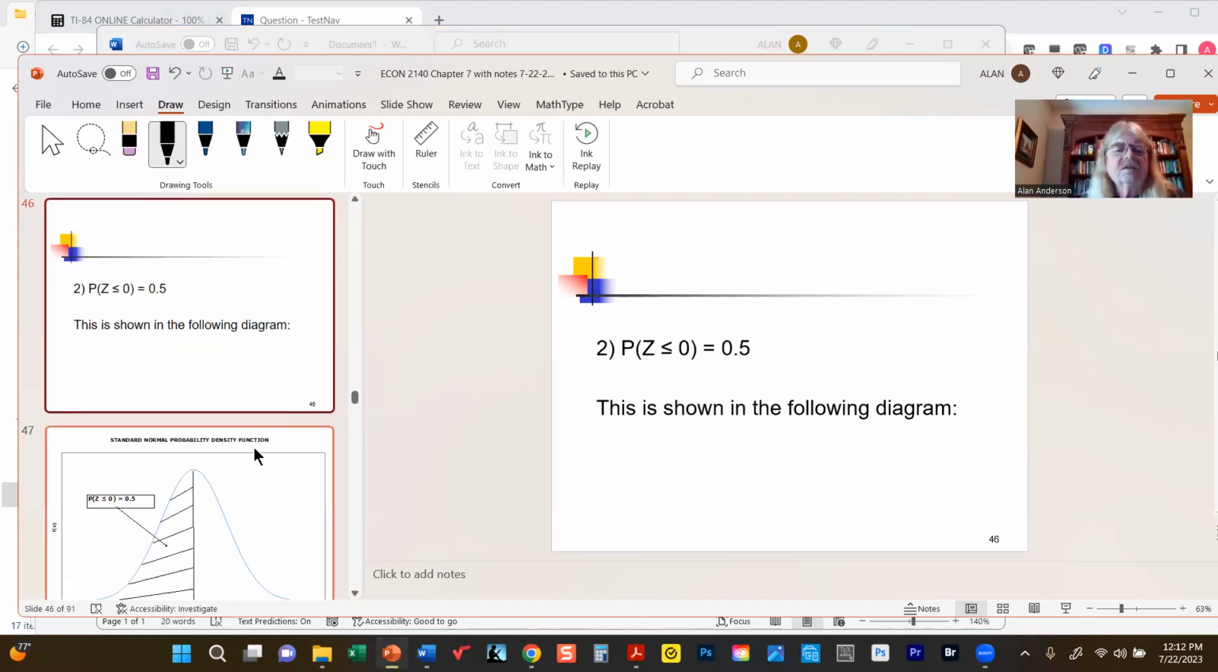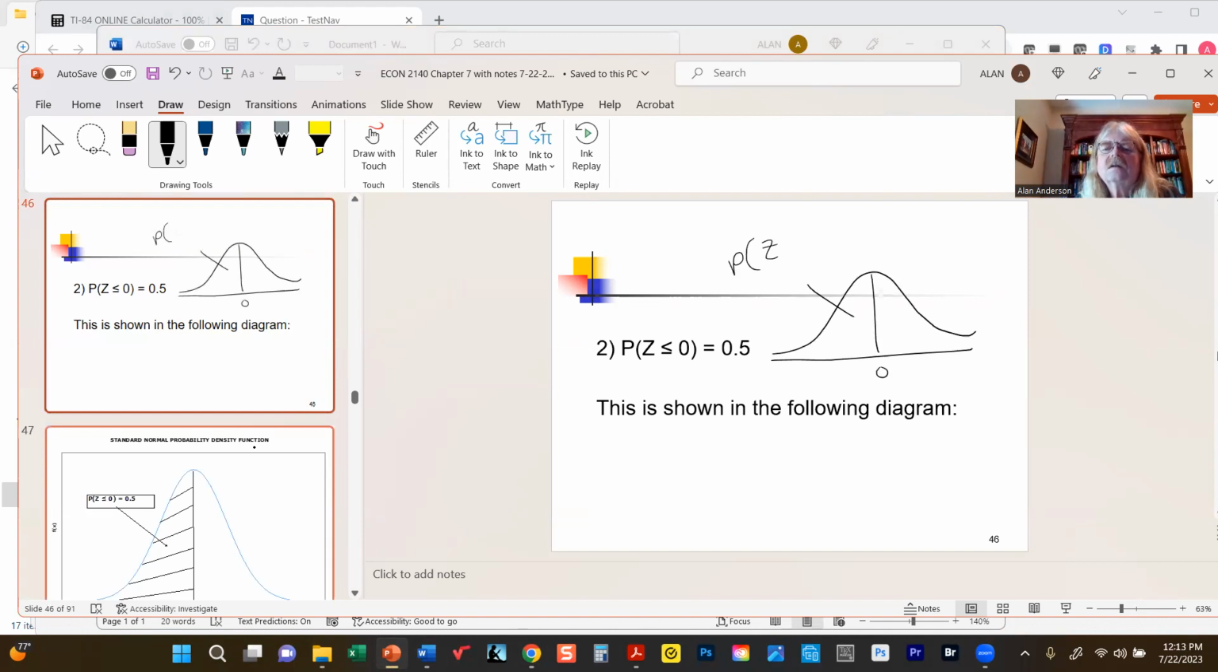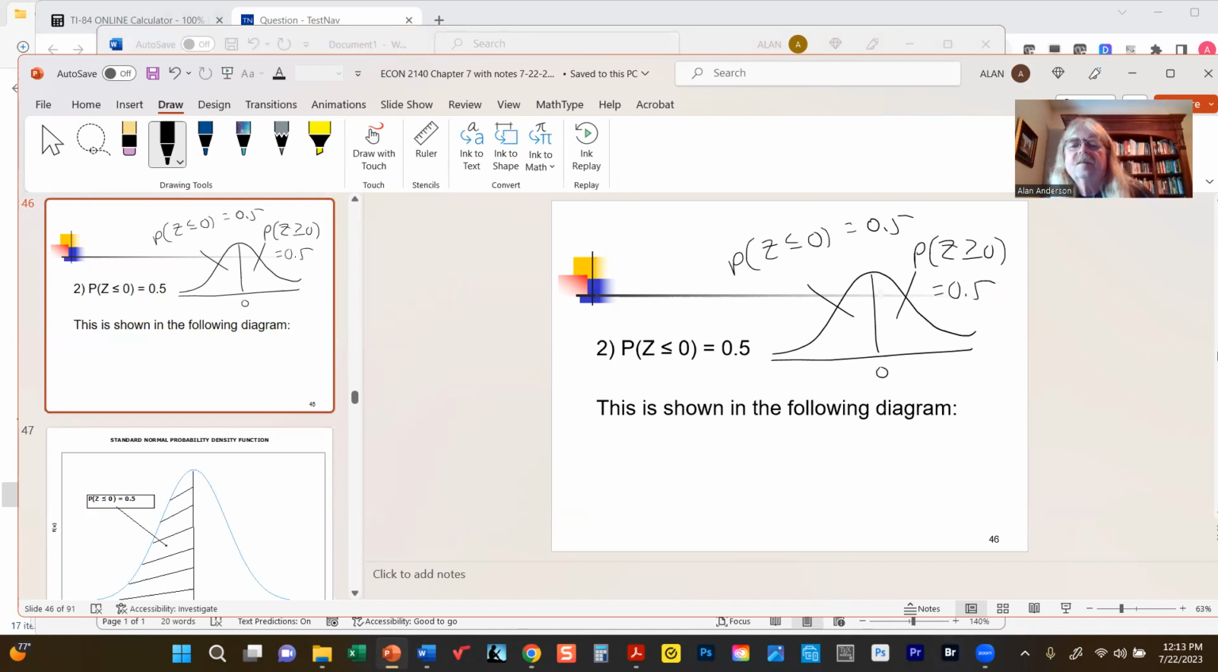Because of the symmetry of the distribution, that implies that the probability of being below the mean, which is 0, has to be a half, and so does the probability of being above the mean. Because each one individually has to be the same, and then they have to add up to 1. That's the only way this can happen.